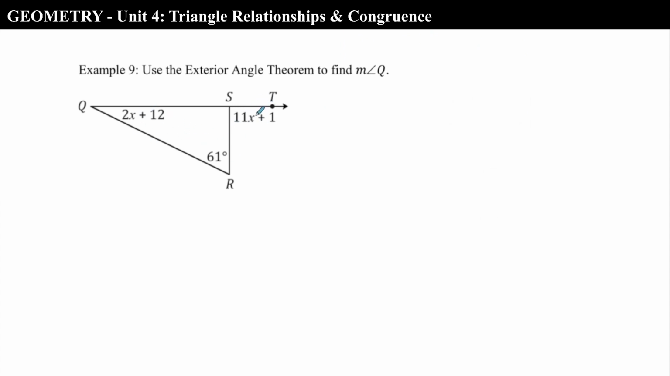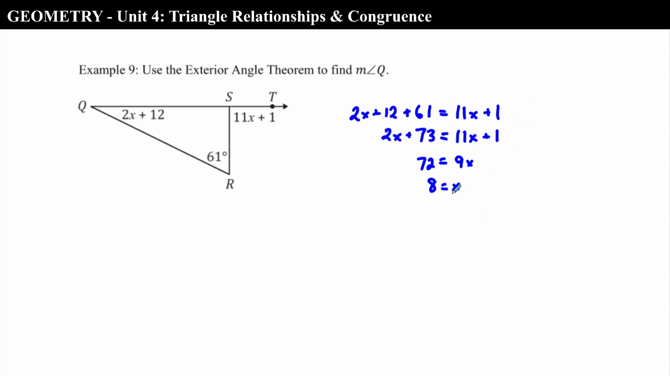And then finally, for example 9, we have our two interior angles here, our exterior angle here. So we have 2x plus 12 plus 61 equals 11x plus 1. So we have 2x plus 73 equals 11x plus 1. I'm going to subtract 2x from each side, so that gives us 9x here. Subtract 1 from each side, that gives us 72 here. And when we divide each side by 9, you get x is 8.